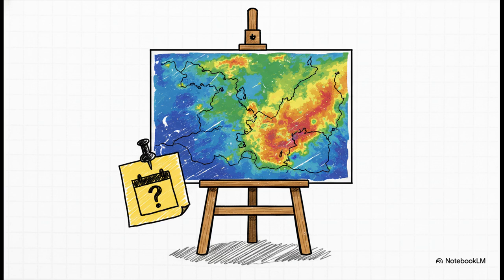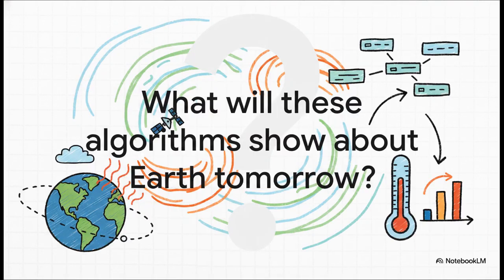But regardless of the typo, it proves beyond a doubt that code can paint a vivid, wildly accurate, and deeply mathematical picture of our physical world. Which really leaves us with a massive question to ponder. If a few lines of JavaScript code can perfectly reconstruct the precise heat of 2019 from 400 miles above the Earth, what will these exact same algorithms show us about our Earth tomorrow?